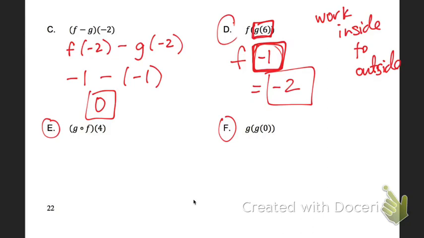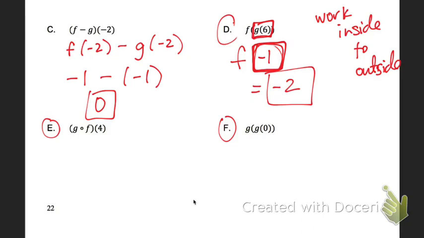So you're looking at 2 points on the graph. Are you multiplying those? Nope. It's like work inside to outside. So I'm literally substituting the G of 6, and it now becomes -1. Now I'm going to go to my F function, and I'm going to find what is my Y value at F of -1.